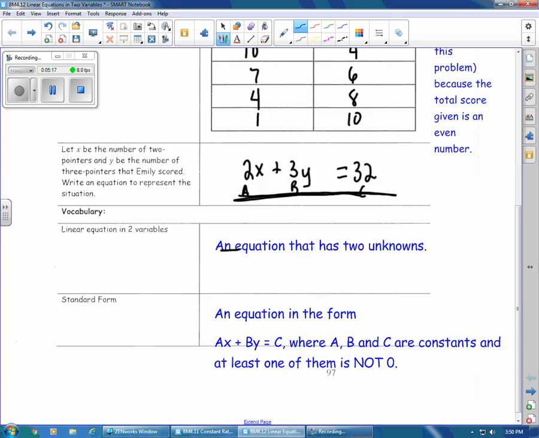Yesterday when you were working, I kept telling you we want our y to be by itself on one side of the equal sign. That's something else. That's called slope-intercept form, or y-intercept form. That's something else we're going to be working with in future lessons. But right now, throughout lesson 12, we're going to be looking at equations in standard form and figuring out how to solve them.